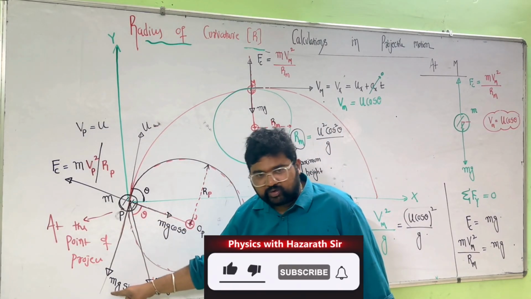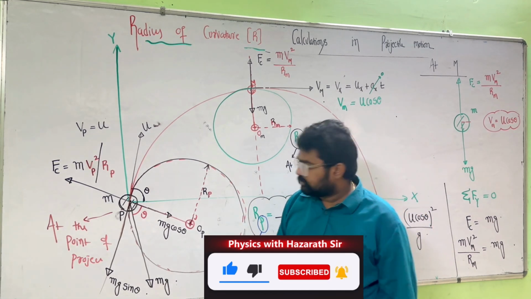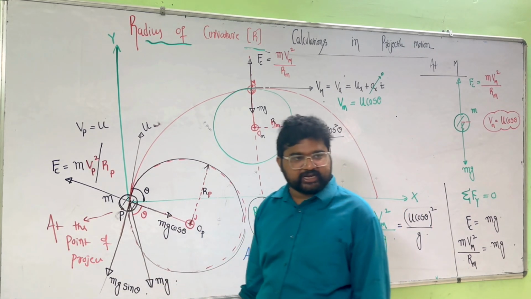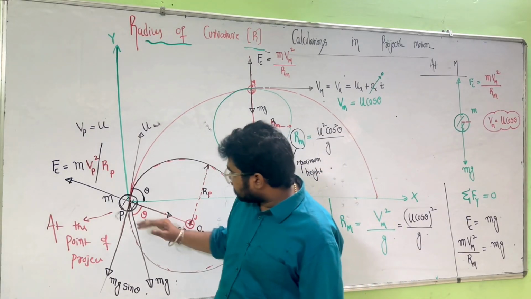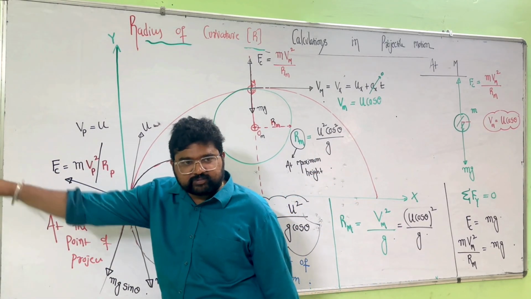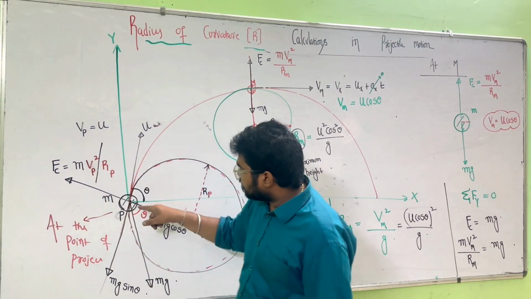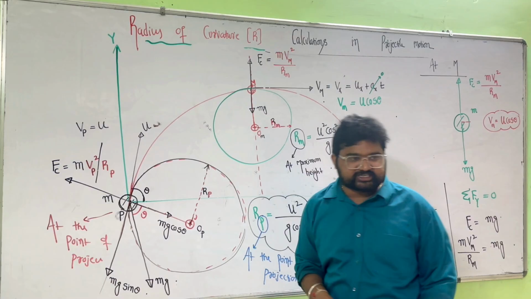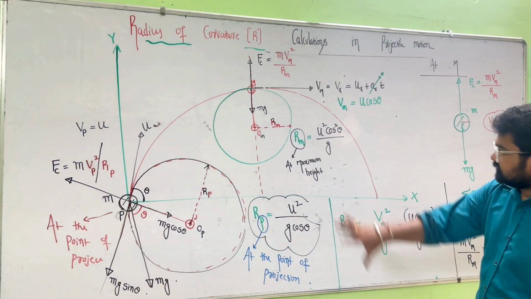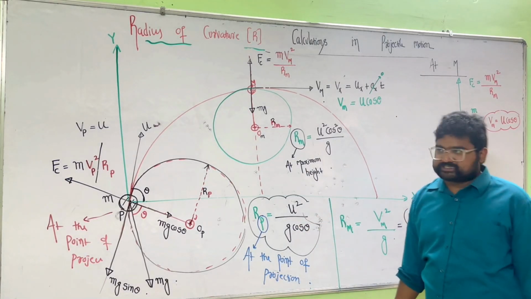Weight acting downward. If it is theta, this would be theta. g cos theta will come here. Understood? This is mg cos theta, mg sin theta. So now mg cos theta is away from the center of circular motion. Corresponding velocity is u, so mu square by the corresponding radius of curvature, the radius of the circular motion. Similarly, finally, what is obtained? u square by g cos theta.